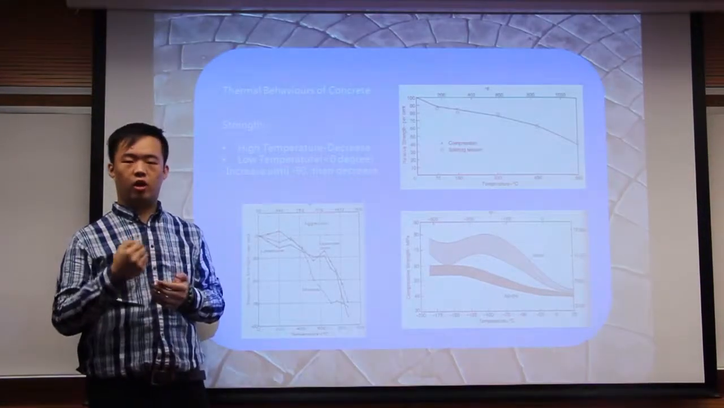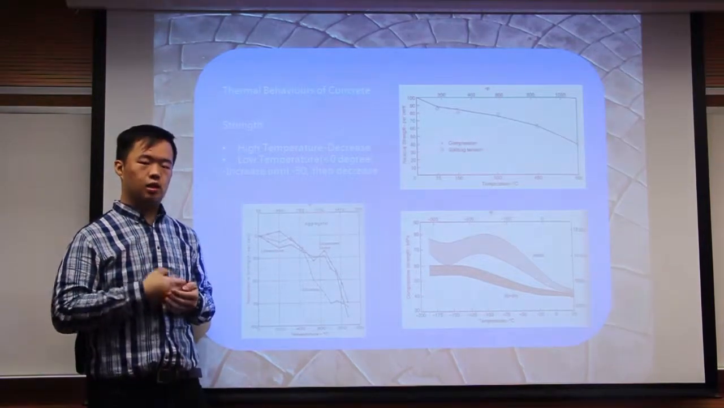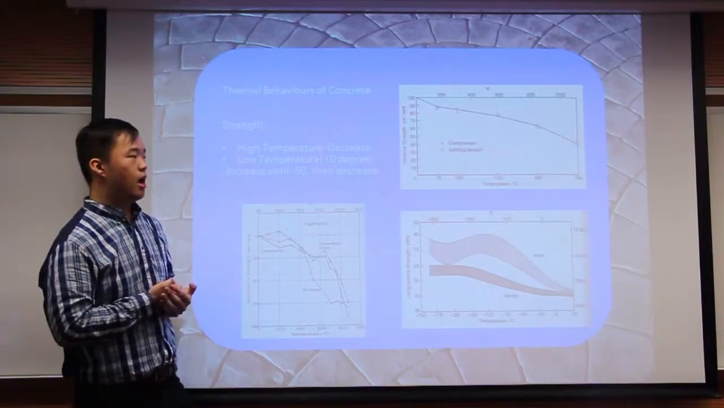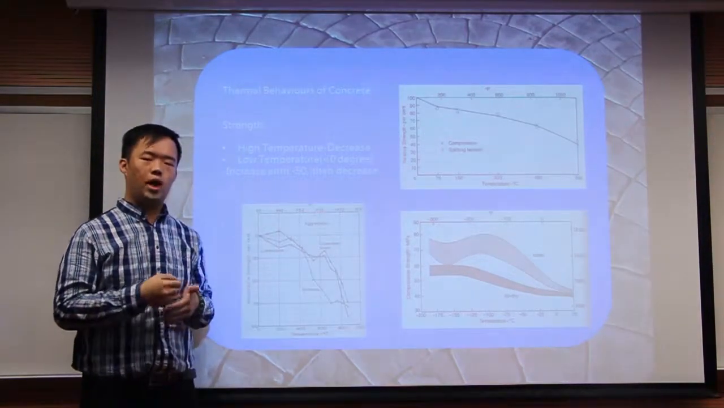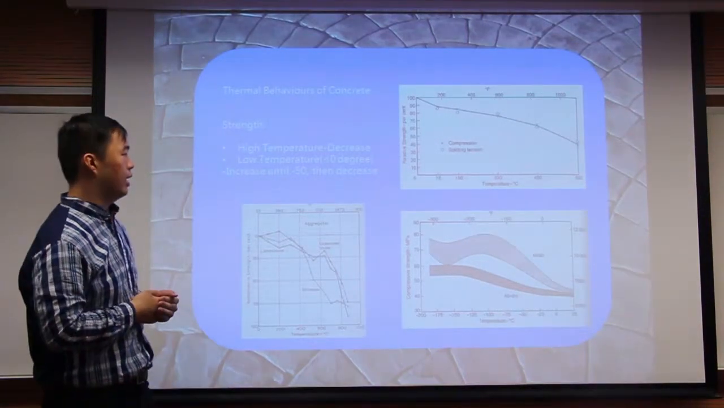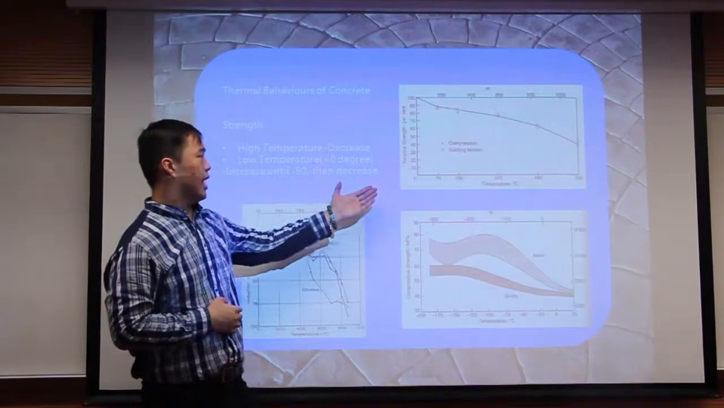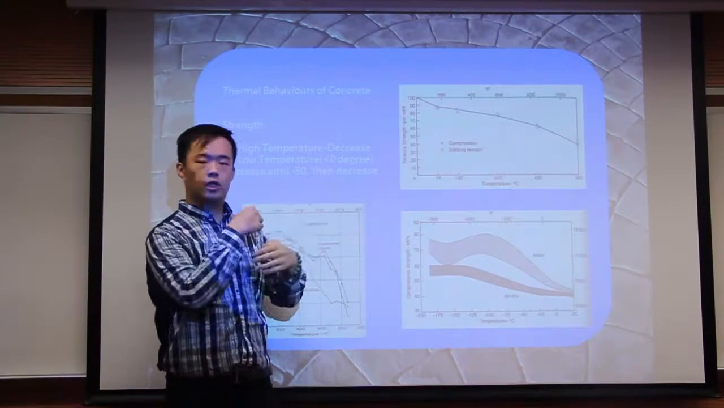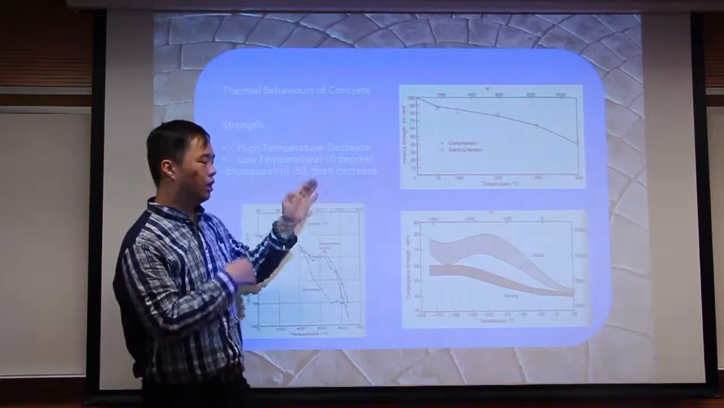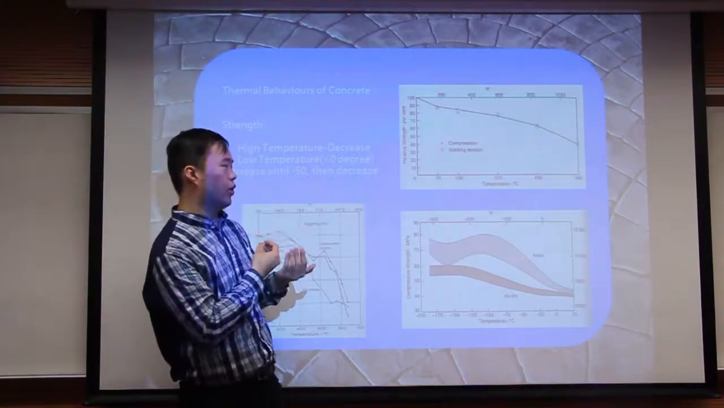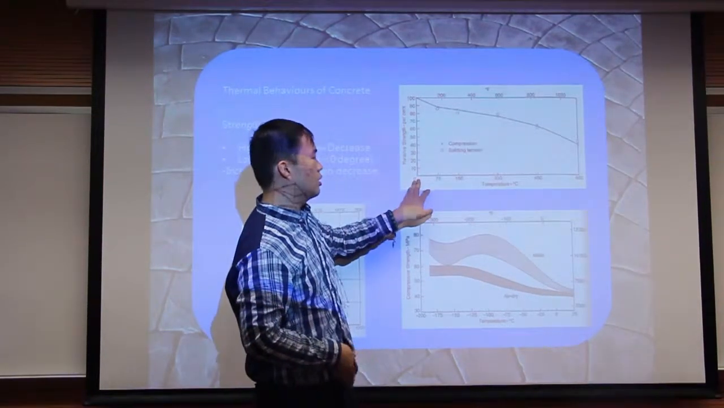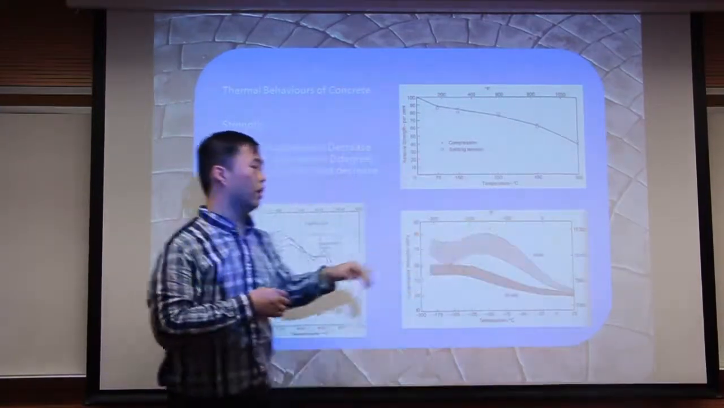The thermal behavior of concrete will only focus on 2 parts, the strength and the modulus of elasticity. First we will talk about strength. The strength of concrete is quite important for the building, as a building material. So you can see the first figure shows the decrease in strength in a normal concrete at high temperature. And we can see it will be a decrease from 0 Celsius degree to 600 Celsius degree.